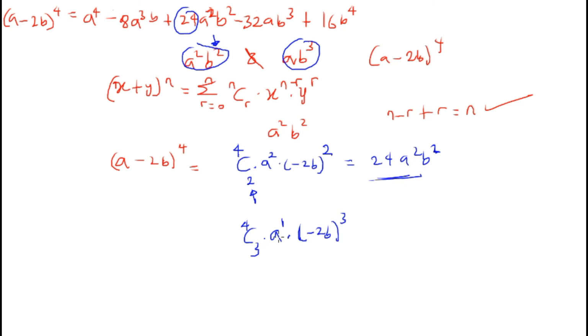And then for this we have done that. So 4 combination 3, that's supposed to be 4. Then minus 2 cube, that's supposed to be 8. So 8 and 4, that's supposed to be 32. And it's negative because it is minus 2 raised to power 3. So that's negative 32, then ab cube. So 24 is the coefficient, and then minus 32 is the coefficient.